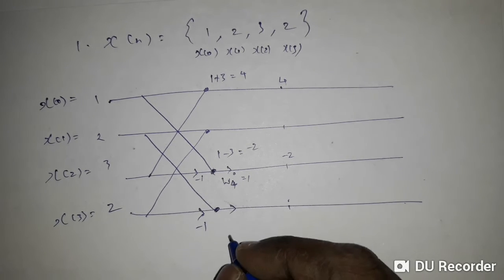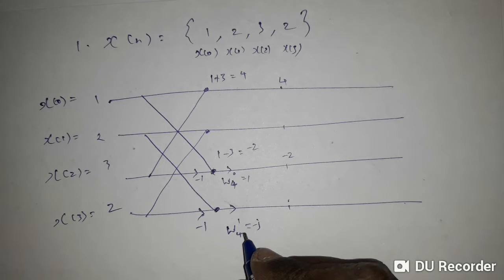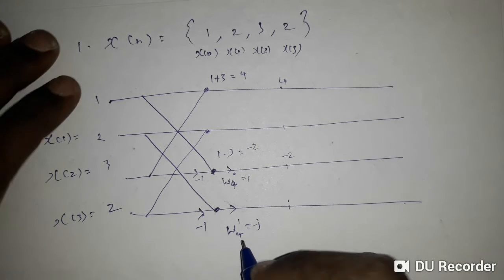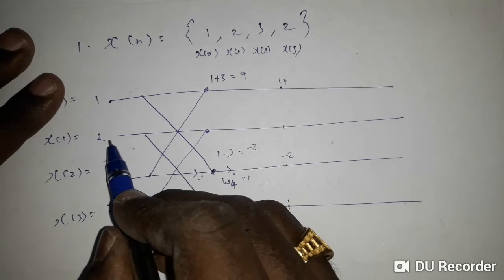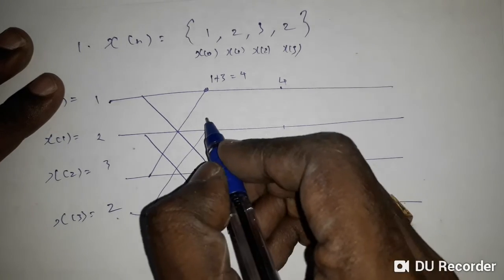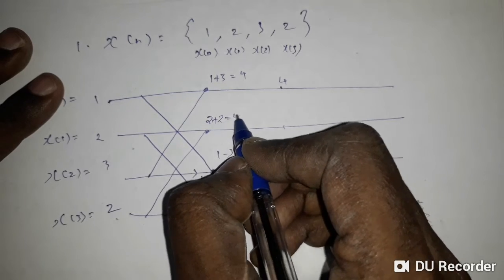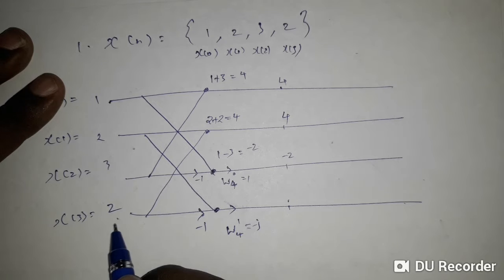This is the second x. So we have to write w4 power n, w4 power 1, which is equal to minus j. So this expression we have already seen in DIT. It's the same thing, right? W4 power 1 is minus j. So now let us calculate. From the upper branch we are getting 2. So 2 plus 2 is equal to 4. So here we will get 4. And here 2 minus 2.